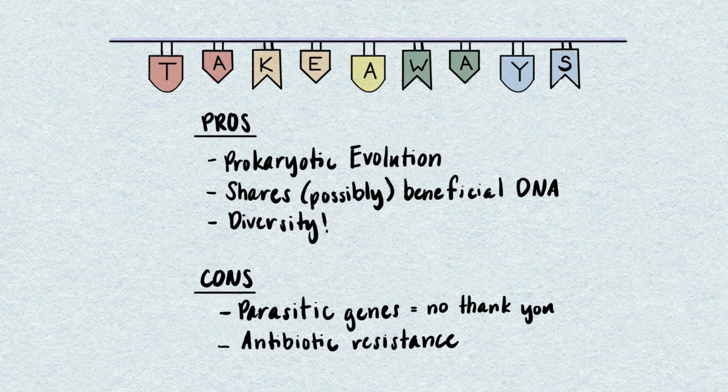The main takeaways from this lesson are that HGT is important for prokaryotic evolution. It shares DNA that can have no effects or beneficial genes that are passed down to descendants of that bacterium, and it creates a larger diversity that is facilitated by natural selection. On the other hand, it could spread parasitic genes across bacteria, and it could result in building stronger antibiotic resistance.